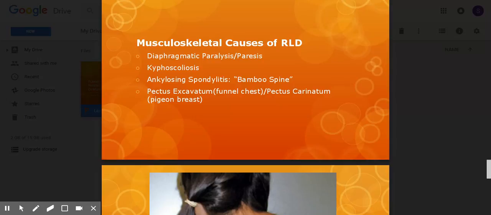Interestingly, 20% of all patients undergoing cardiac surgery will end up with phrenic nerve injury, where the phrenic nerve is nicked or severed. And as a result, during inspiration, the diaphragm will be pulled upward and the ribs will be pulled inward rather than expanding. And this will become more pronounced when the patient is in supine, if you see someone with diaphragmatic paralysis.